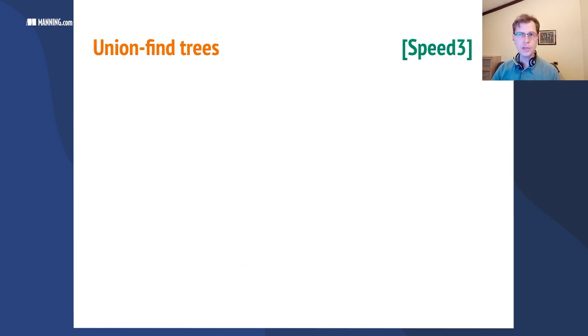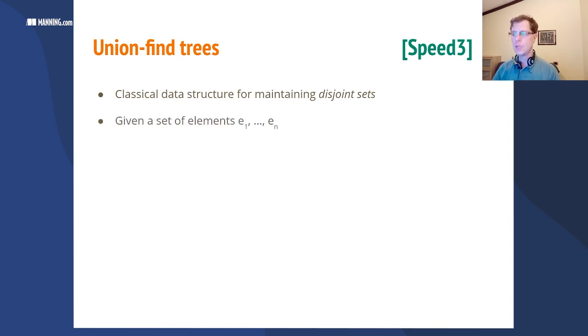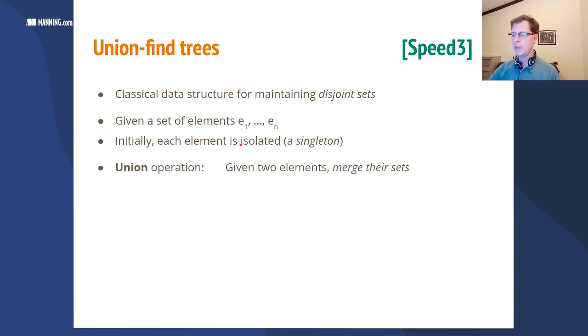We can get pretty close to constant time using a family of algorithms known as union find trees. These are a classical data structure for maintaining disjoint sets, and in our case, the disjoint sets are the groups of connected containers. I will not go into the details, just a very high-level overview. The general idea is that you have a set of elements, in this case the containers, and initially each element is isolated. And you have two operations. Union operation: given two elements, merge their sets. And find operation: given an element, obtain the representative of its set.